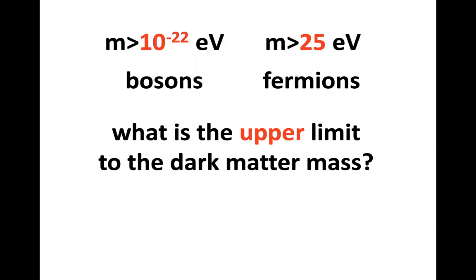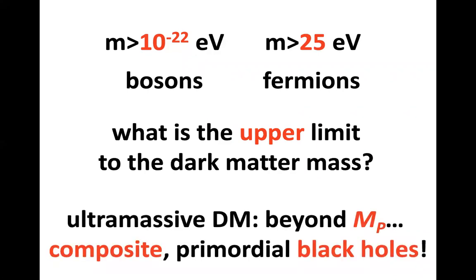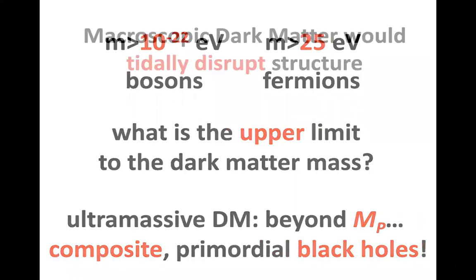What is the upper limit to the dark matter particle mass? Well, ultramassive dark matter cannot be spoken of in terms of the language of elementary particles. If your dark matter candidate is much heavier than the Planck scale, then one ought to talk about composite objects or objects such as primordial black holes, which also quite interestingly can be spoken of in terms of exactly the same quantities that Wigner's classification theorem talks about, so the spin and the mass. I'll spend the last part of my talk talking about primordial black holes as dark matter.